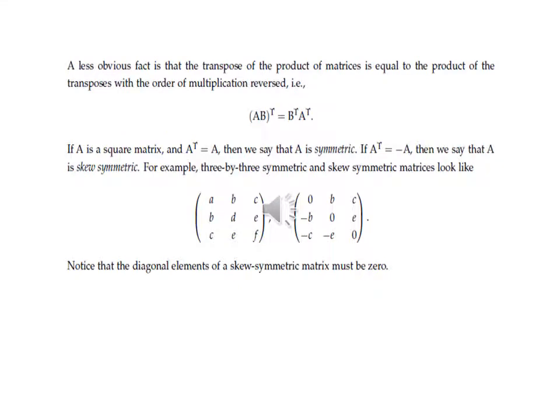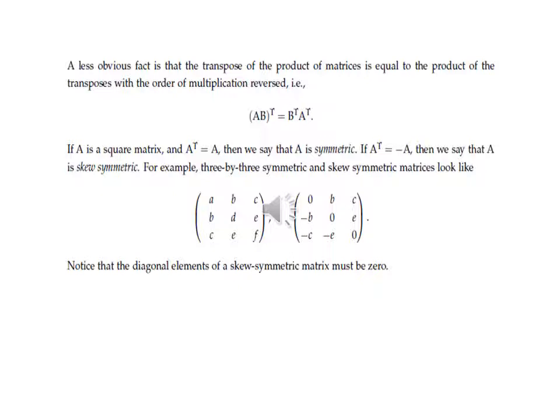A less obvious fact is that the transpose of a product of matrices is equal to the product of the transposes with the order of multiplication reversed. Also, (A+B) transpose equals A transpose plus B transpose. If A is a square matrix and A transpose equals A, then we say that A is a symmetric matrix.